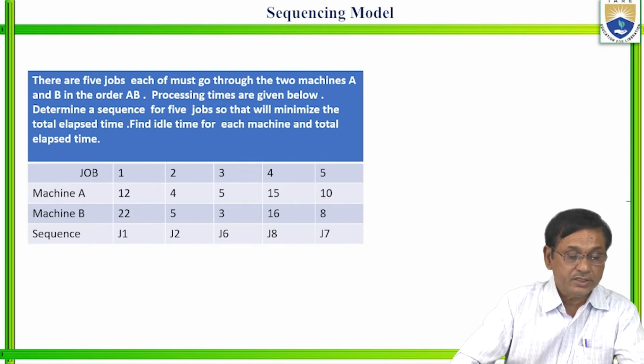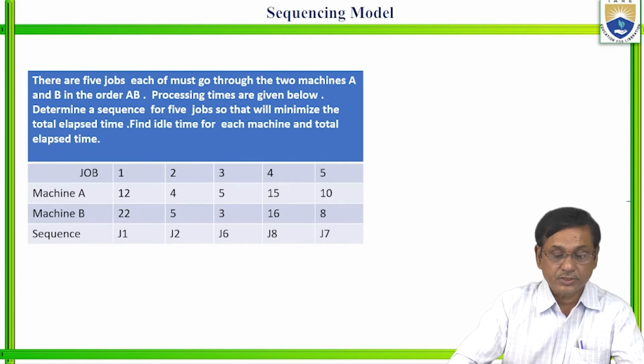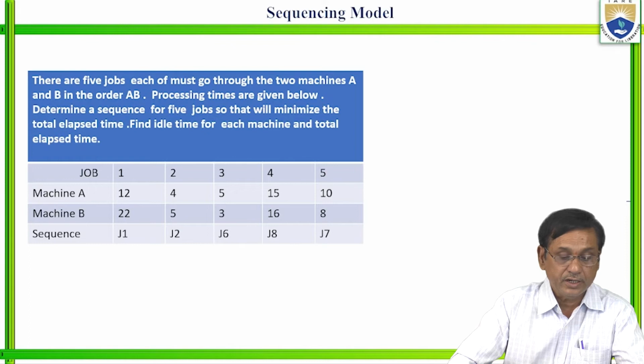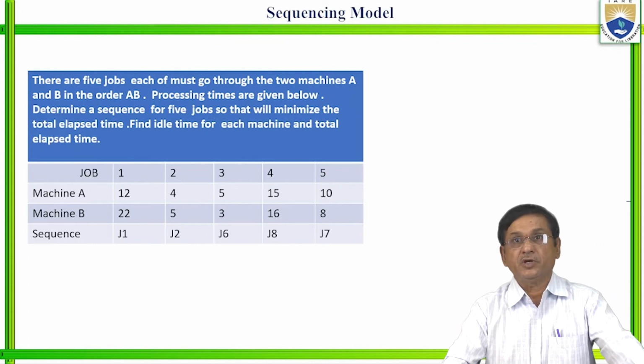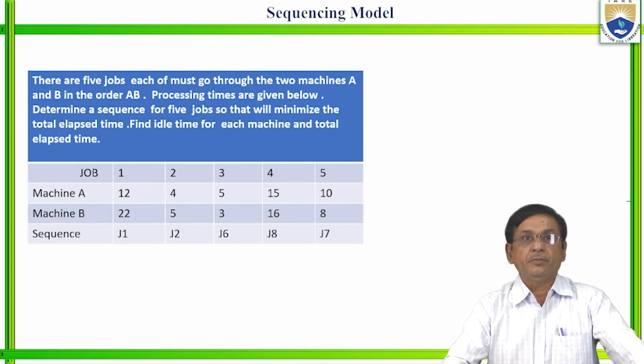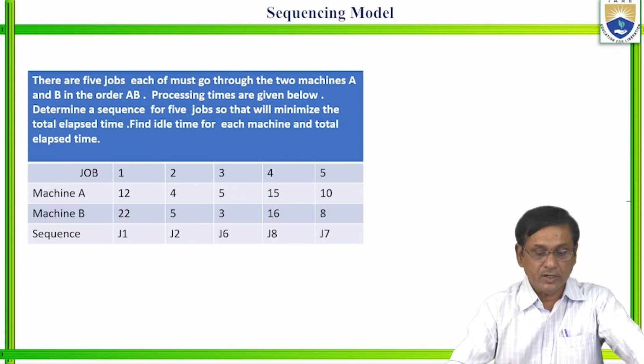Now we will consider 5 jobs. There are 5 jobs, each of which must go through the 2 machines A and B in the order AB. Processing times are given below. Determine a sequence for the 5 jobs so that the total elapsed time is minimized. Find the idle time for each machine and the total elapsed time.